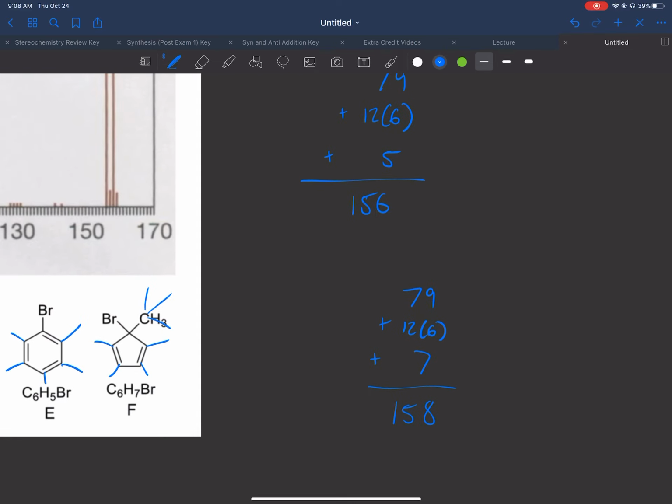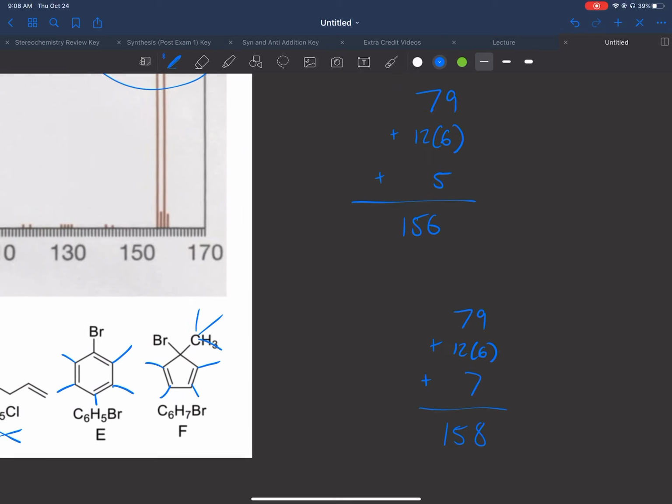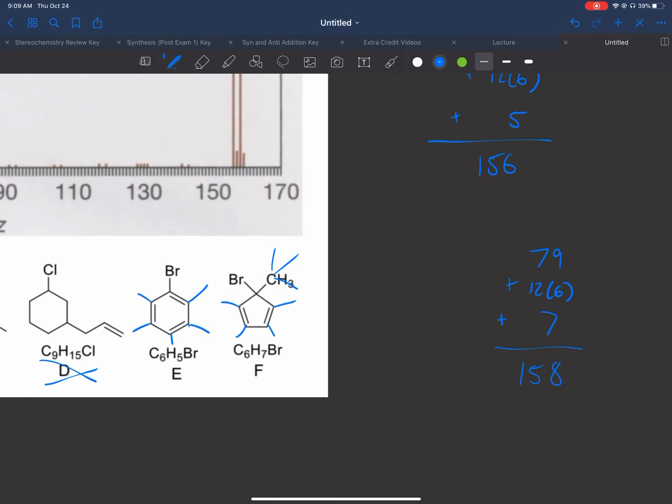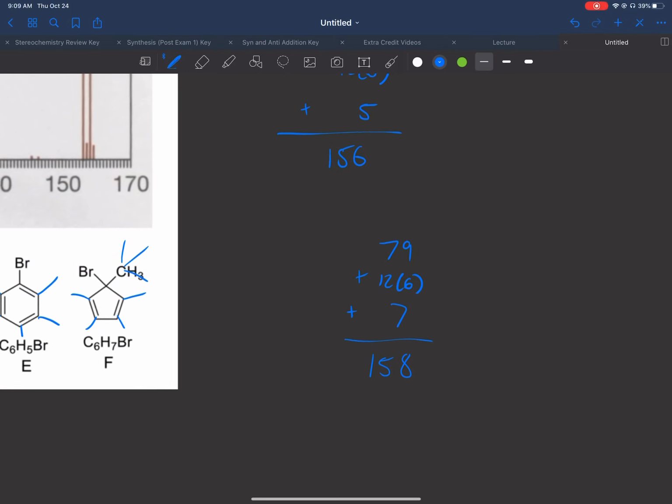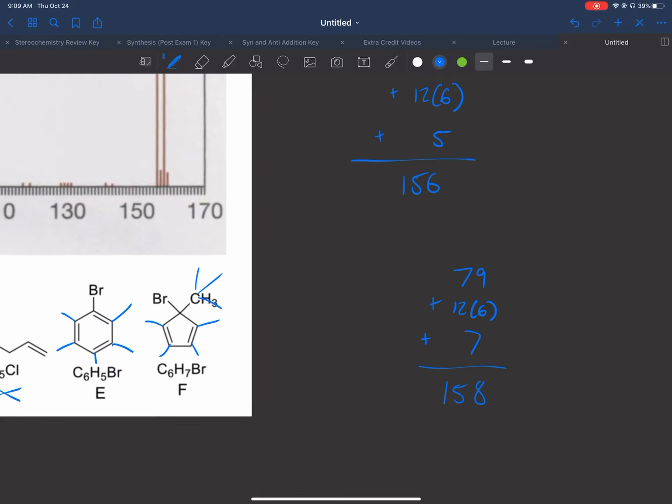Oh, I actually messed up the math here. One second. Okay, no, never mind. The math was right, 158. So in this case, we're actually stuck. We got the mass of 156, yet we now hit the mass of 158 also. So how do we decide between E and F?